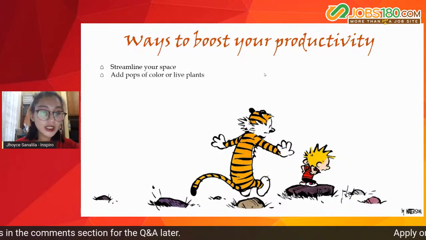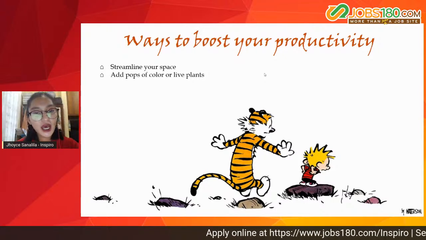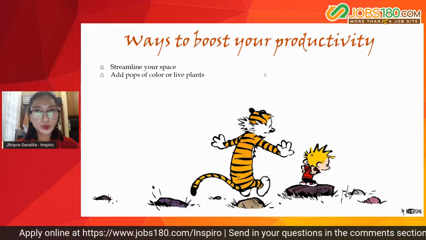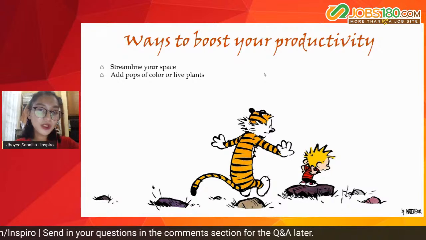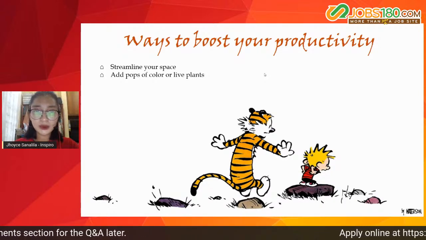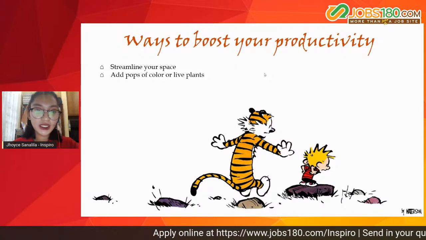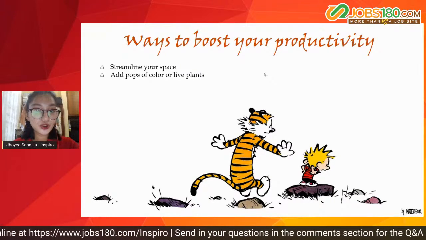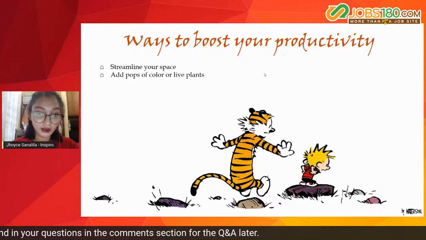Next is add pops of color or leafy plants. Colors can have a major effect on your mood and productivity throughout the day. Blue can impart a calming feeling and can help you focus, while red may be great for work that requires accuracy and attention to detail. Plants can also help people focus. A study by the American Society for Horticultural Science found that workers who were exposed to plants in their workspace reported feeling less stress and more productive.